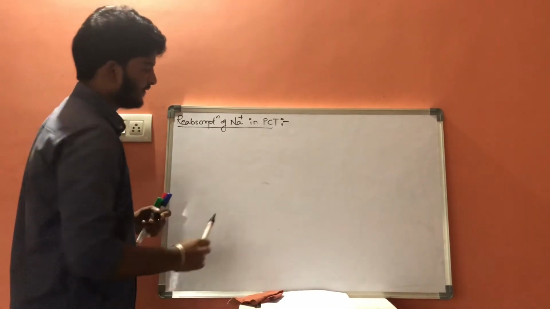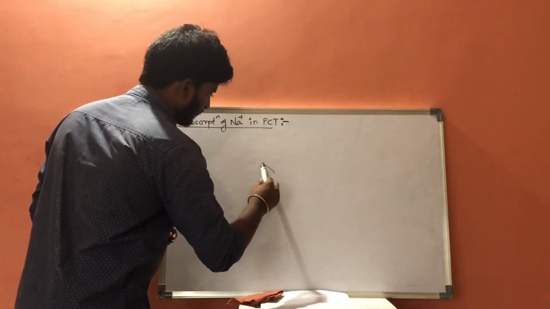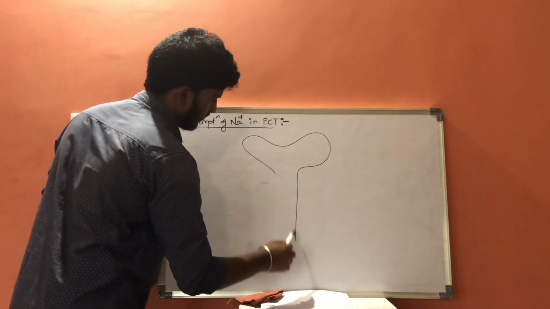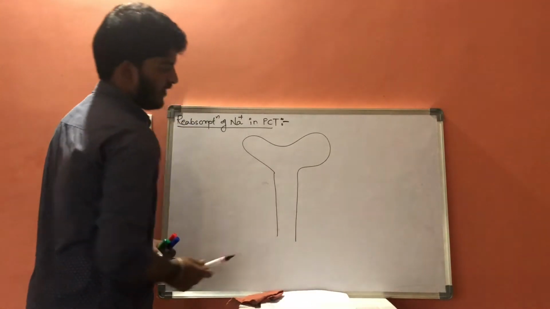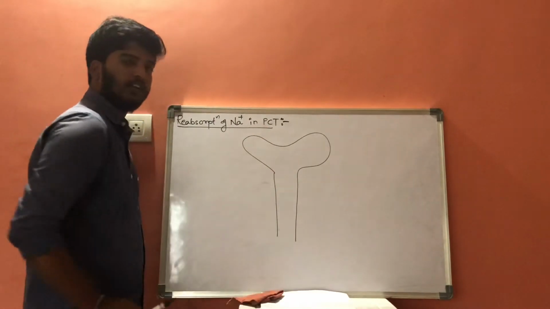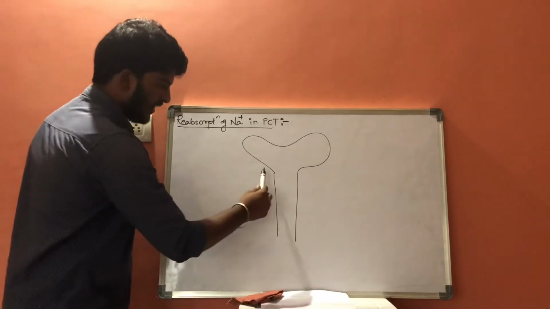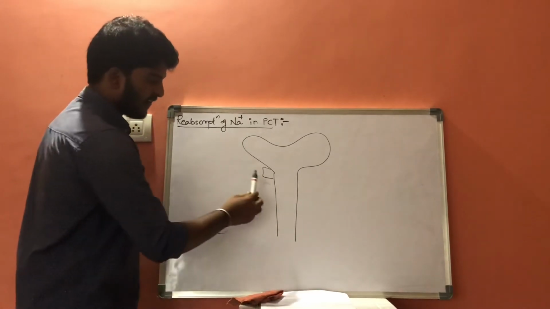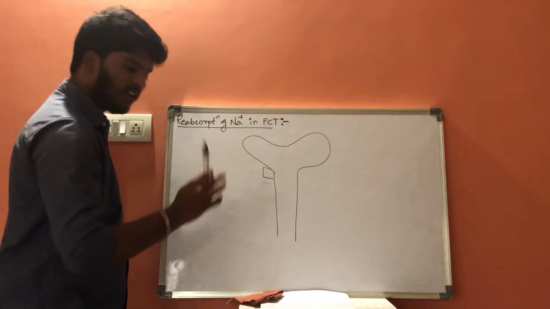Now let us consider this one Bowman's capsule, and here this is PCT, which is made up of different kinds of cells. Now let us elongate one cell.